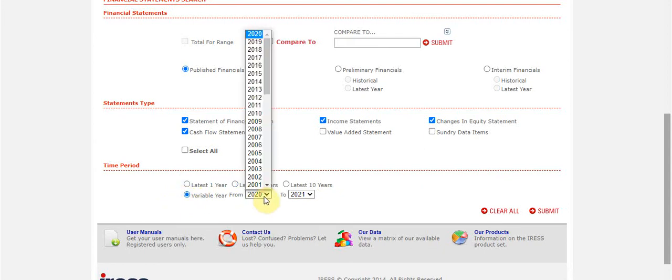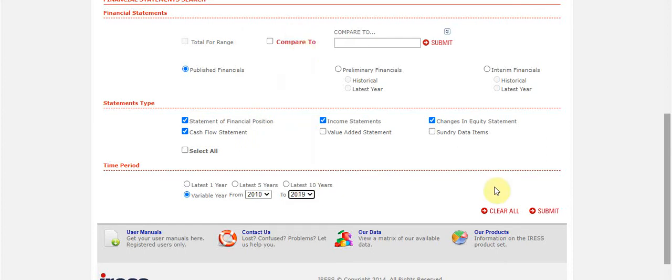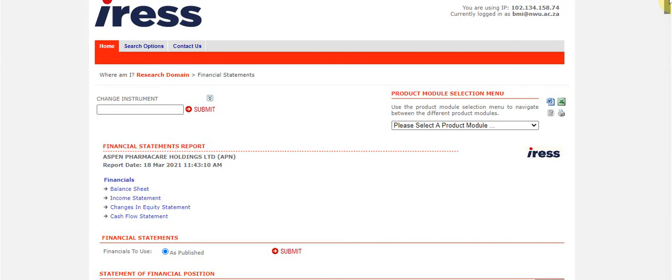So that can be, let's say, from 2010 to 2019, for example, because information for 2020 may not yet be available. Because, for example, if the company had a year end of December, they still have 6 months into the new year for publishing the audited financial statements. You're going to say submit, and it will actually show you information relating to this company.